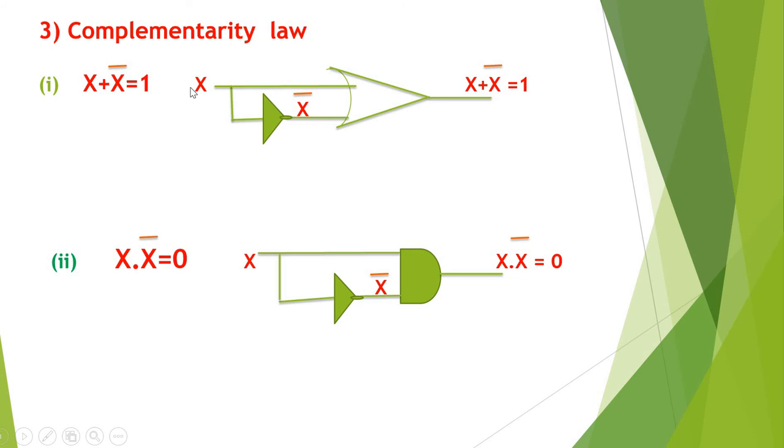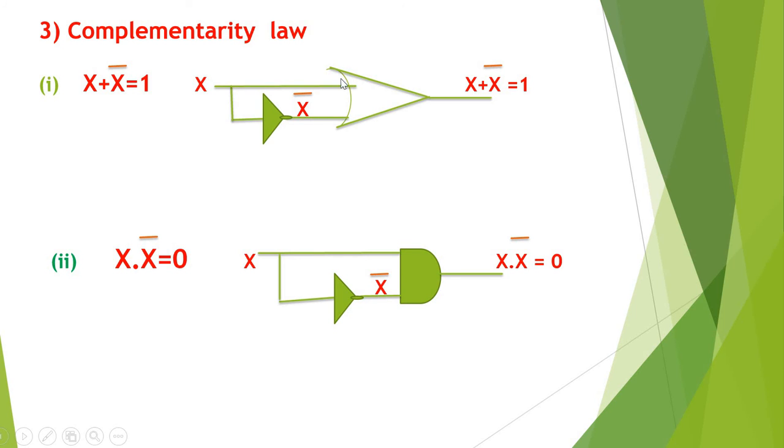Then how can we represent the first theorem, x plus x bar is equal to 1, using logic gate symbols? For representing x bar, we need which gate? NOT gate. For representing this plus sign, we need one OR gate. So first, how can you represent x bar? See here, what is the input? X. Then using this NOT gate, we will get this output x bar.